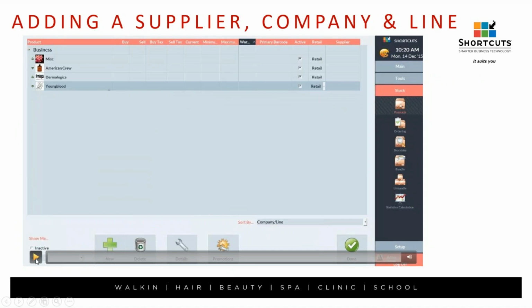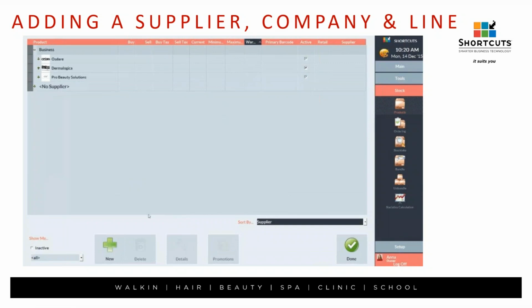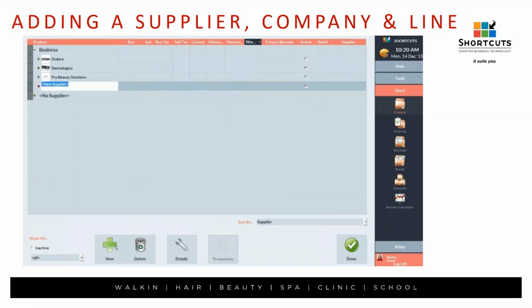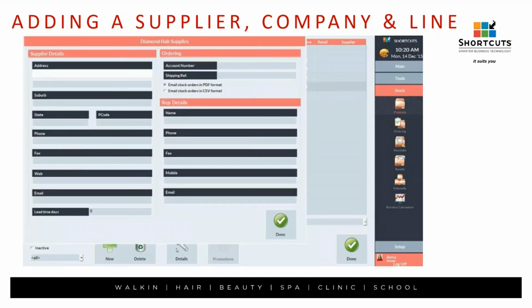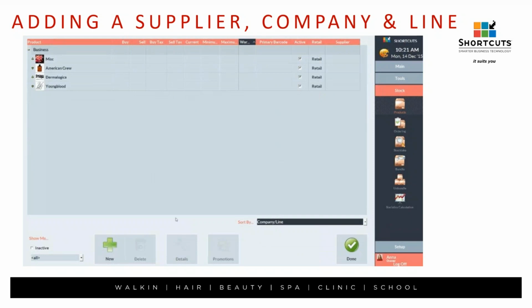So you always want to make sure you have your suppliers listed first. And after the fact, you can still move products into your supplier list. So in the same scenario, we're adding a new supplier. So Diamond Hair Supplies. I'm going to the details wrench. I'm going to add the contact information for Diamond Supplies. So on the bottom left corner, if you email directly to your supplier, this is where you enter that contact information. Once your supplier is listed, you can sort by company and line.